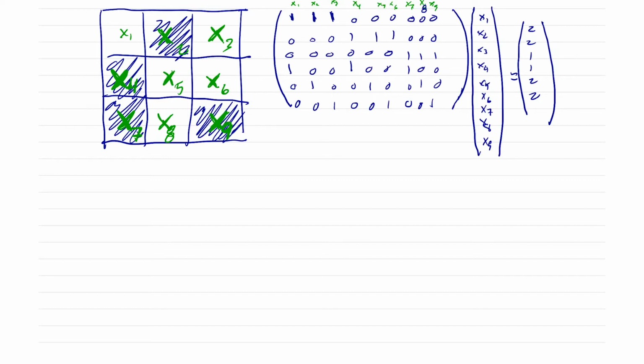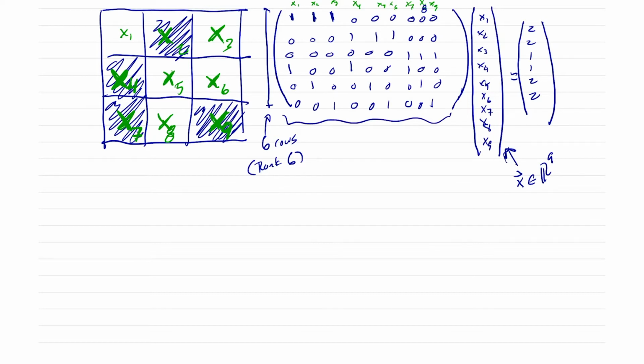But immediate problem, it's only 6 rows. So this has a rank of 6. You can go ahead and make sure that all these rows are linearly independent. But the vector we're solving for lives in R9. And you're not going to be able to invert this matrix unless it has rank 9.